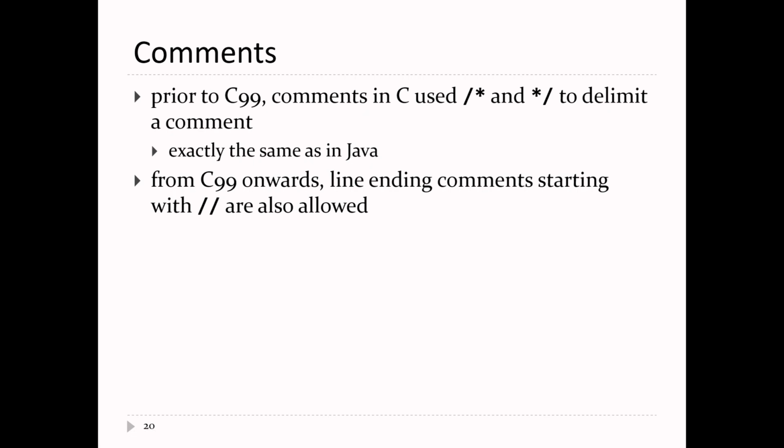The actual definition in this case lives in the standard library file that's linked to your program. Okay, if you want to comment in C, then it's basically the same as in Java. If you want a multi-line comment, it's /* and */ around the comment. From C99 onwards, you're allowed to use // as the line ending comment. So basically exactly the same as Java.